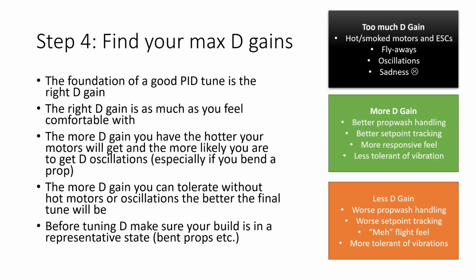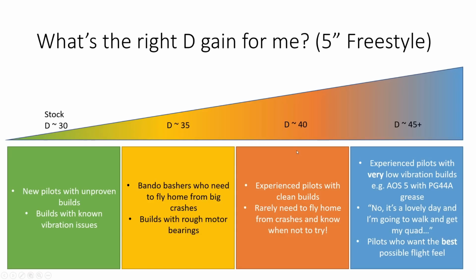And then at the top here, we have too much D-gain. There's a real risk with too much D-gain of overheating your motors, smoking motors, and blowing ESCs, getting flyaways, oscillations, and overall sadness. So we definitely don't want too much D-gain, but we also don't want too little. We want to try and aim for that maximum comfortable amount of D-gain.